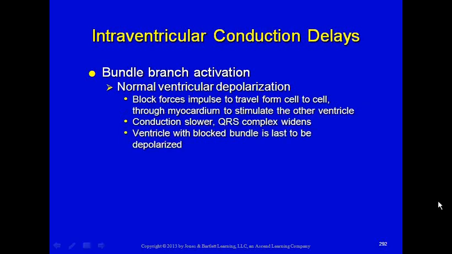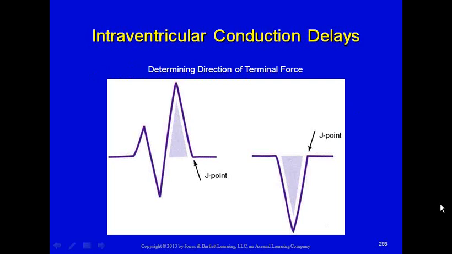But when you have a bundle branch block, it forces the impulse to travel from cell to cell through the myocardium in order to stimulate the other ventricle. Because it doesn't follow the normal conduction pathway, that conduction from cell to cell rather than through the bundle branch slows the conduction down. So you get a wide QRS that often is notched, and that would indicate that you've got a bundle branch block. So determine the direction of terminal force from the J point. If the majority of the QRS goes up, you're looking at a right bundle. If the majority of the QRS goes down, you're looking at a left bundle.